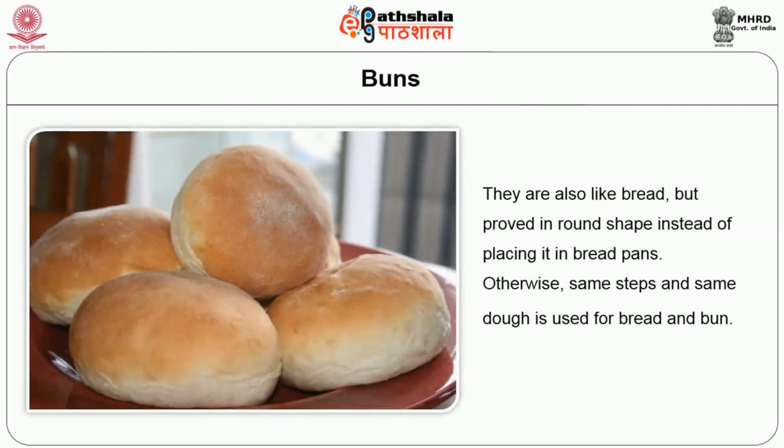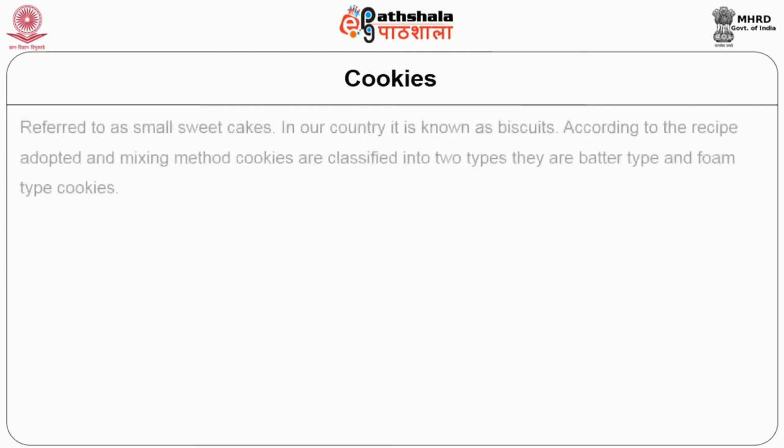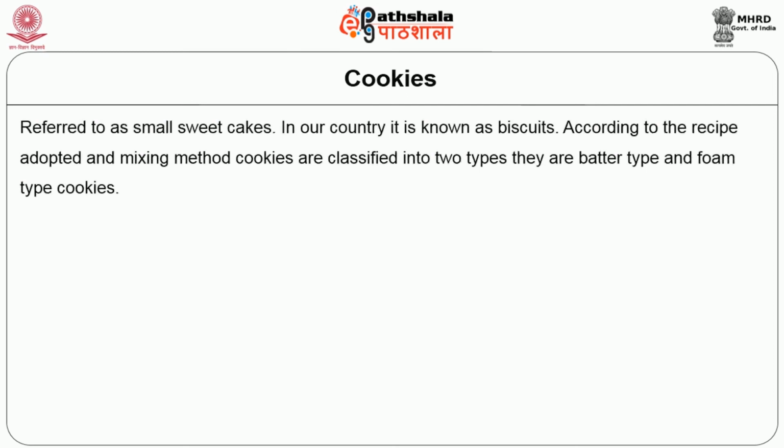Buns are also like bread, but they are proved in round shape instead of being placed in bread pans. Otherwise, the same steps and same dough are used for bread and bun. Cookies. Cookies are referred to as small sweet cakes. In our country, they are known as biscuits.